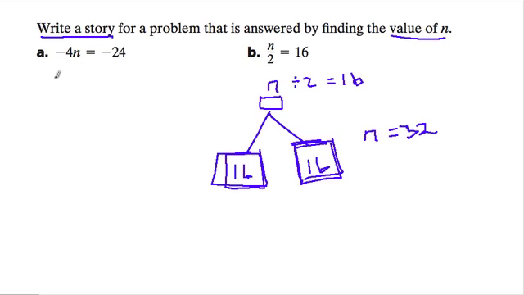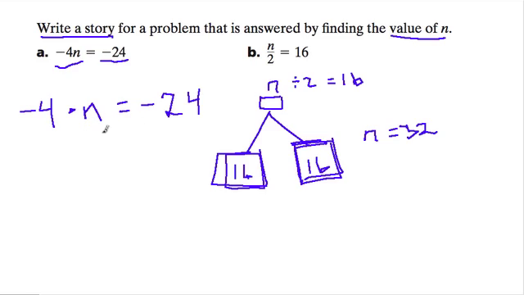Now here in part A, this is saying negative 4n equals negative 24. That represents negative 4 times n, right? When you see a variable, a letter next to a constant, like a number, that's showing multiplication. So here, negative 4 times something gives us negative 24.